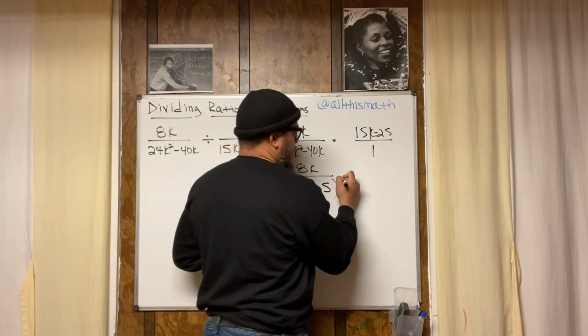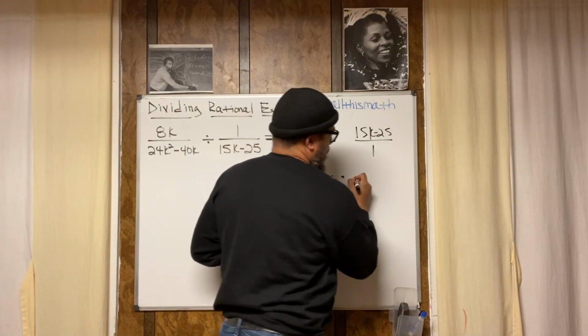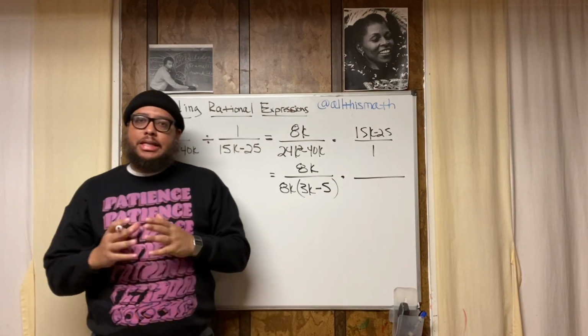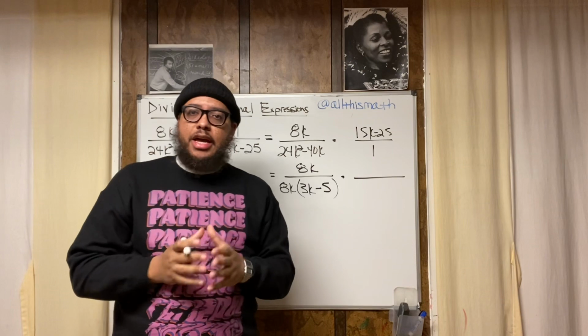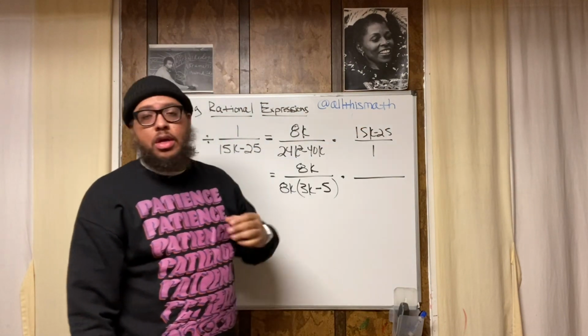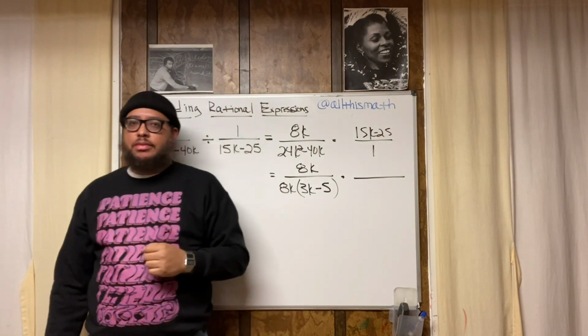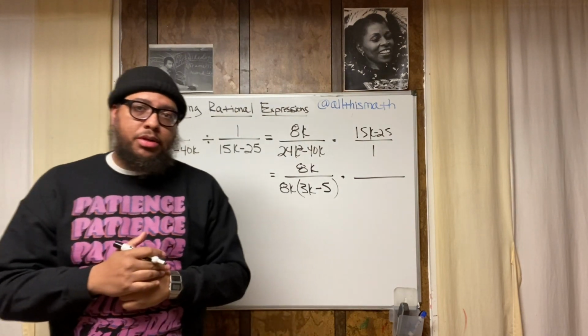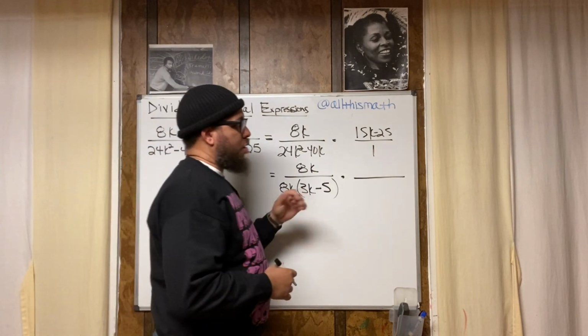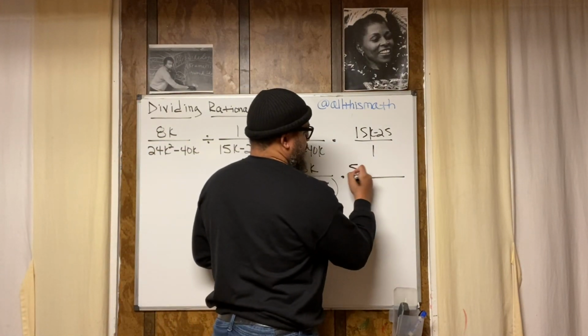Then I come over here, put my multiplication sign, put my fraction bar. 15k minus 25. I need a GCF. What is the greatest common factor of the coefficients, 15 and 25? The greatest common factor is 5. 5 is the largest number that both 15 and 25 are divisible by. So I write 5 as my GCF.